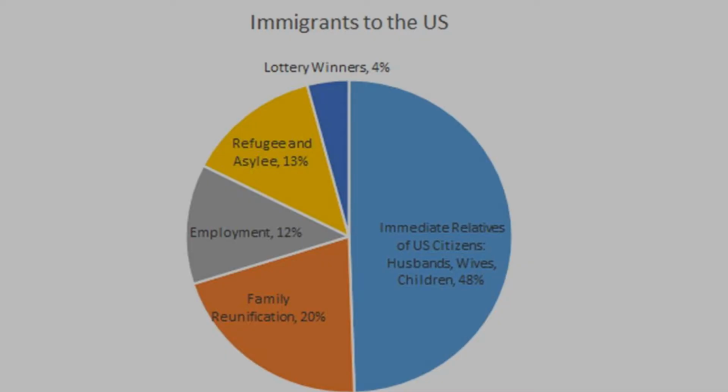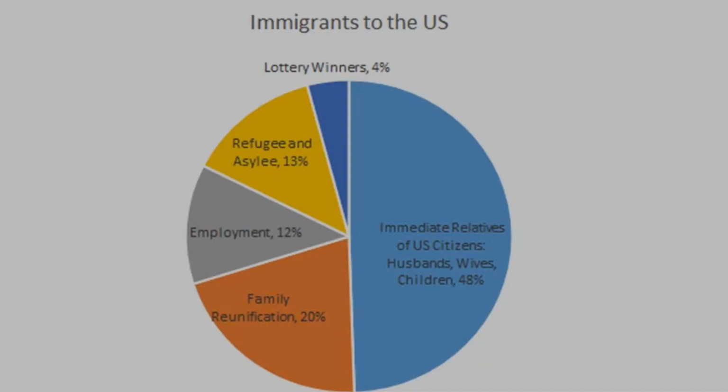12% of our immigration comes here as employment, and employment ranges from agricultural workers, seasonal migrant workers, all the way to our doctors at the Mayo Clinic, engineers at IBM, taking the Minnesota example, who would come to the United States on a work visa for employment. 13% of our immigration to the U.S. are refugees and asylum seekers.